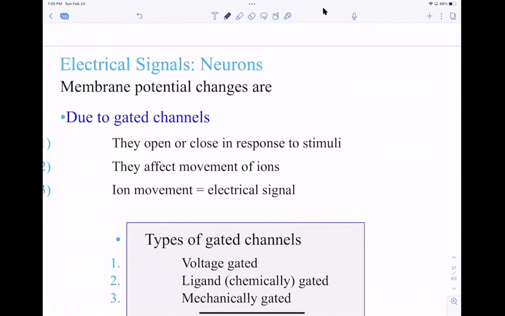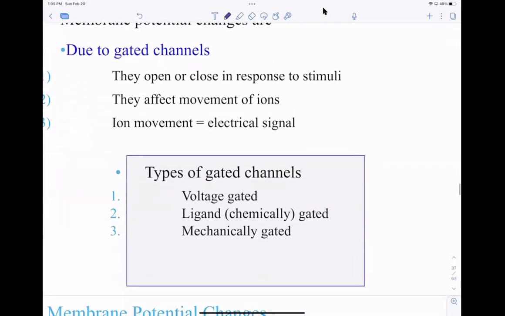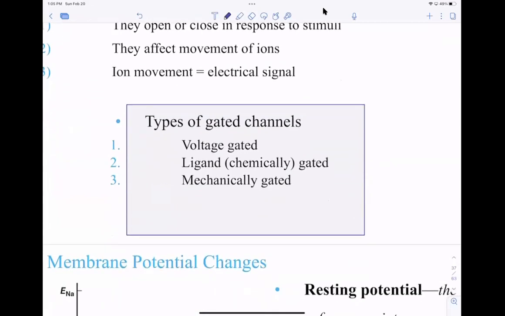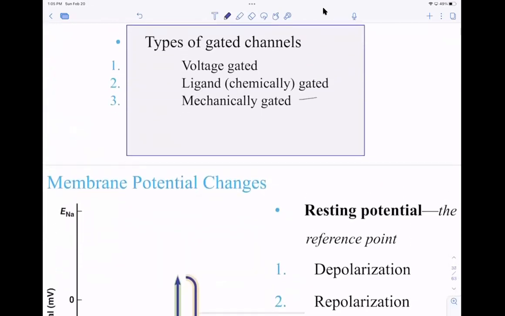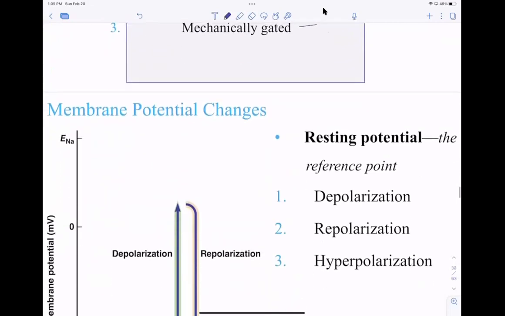Now, membrane potentials can change when you open up that membrane in a new way. And this is where ligand-gated channels and voltage-gated channels come into play. These channels are going to open and close in response to a stimulus. And when they open, they allow ions to move across the membrane. And when ions move, that is an electrical signal. So we talked about voltage-gated, ligand-gated. We'll talk about mechanically gated when we get to special senses.